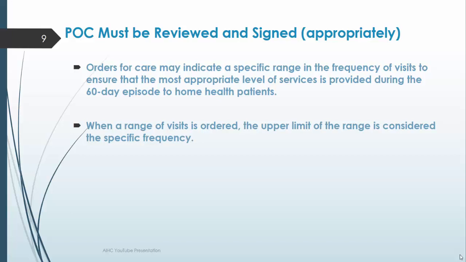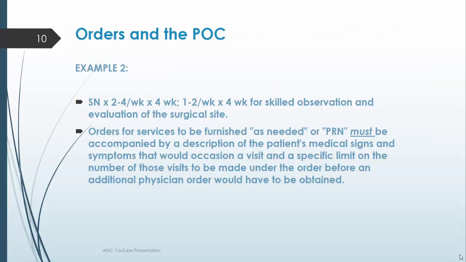Here's an example for you. Skilled nursing 2 to 4 times a week for 4 weeks, then 1 to 2 times a week for 4 weeks for skilled observation and evaluation of the surgical site. Orders for services to be furnished as needed, or PRN, must be accompanied by a description of the patient's medical signs and symptoms that would occasion a visit and a specific limit on the number of visits to be made under the order before an additional physician order would have to be obtained.